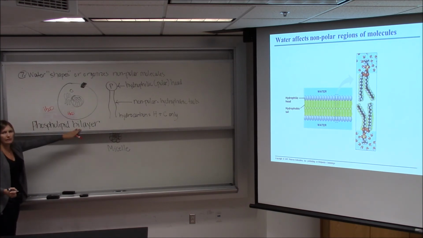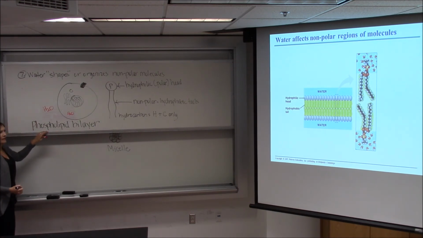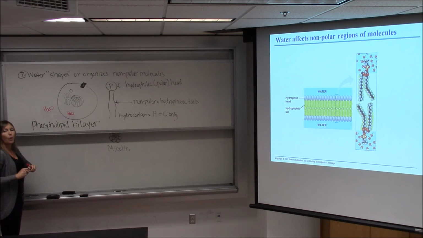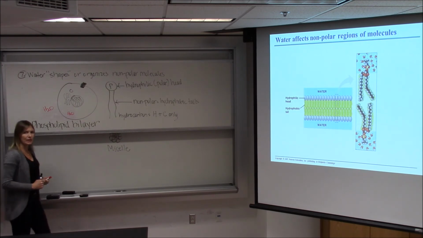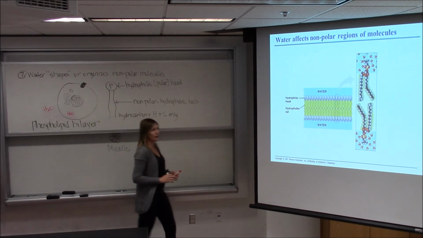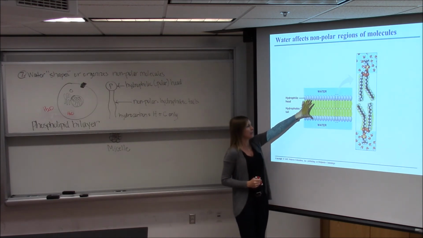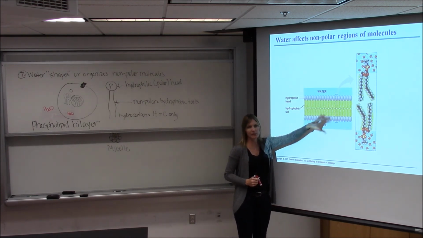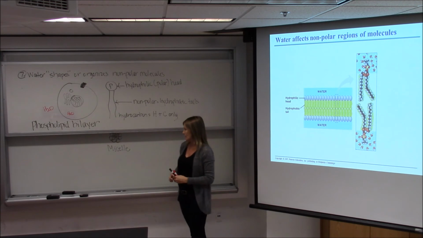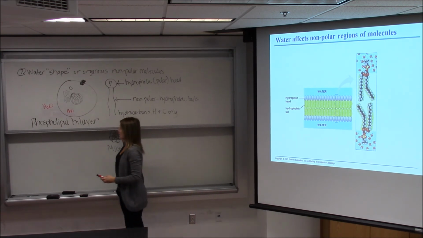2 layers of phospholipids. Phospholipids have a phosphate group with lipid tails. Very, very important. Water forces this shape. Water causes membranes to have this shape. Water causes phospholipids to have this orientation. That's very important to understand.